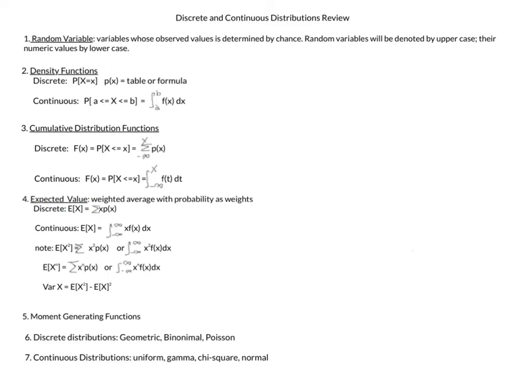Last, we talked about expected value, which is a weighted average of all the possible values of x, weighted by the probability that our variable takes the value x. So it's the summation of x times probability of x, or in the continuous case, the integral of x times the probability of x. And that concludes our 2-minute summary.